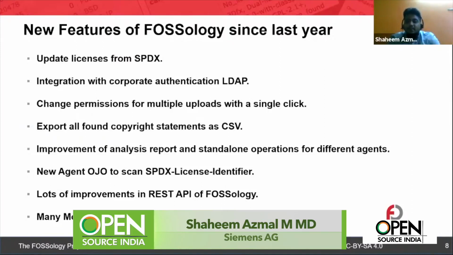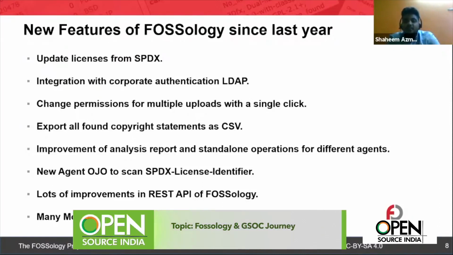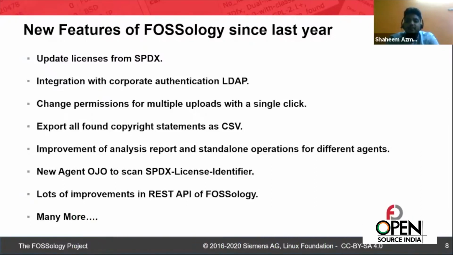Then we have export all found copyright statements as CSV. We already supported this feature for licenses from the time we developed this tool, but the support for copyright was not there. So now recently we have added this support where you can export all the copyrights into a CSV file. As well as that, you can also export the copyrights where there was no license finding. So we have also provided this option.